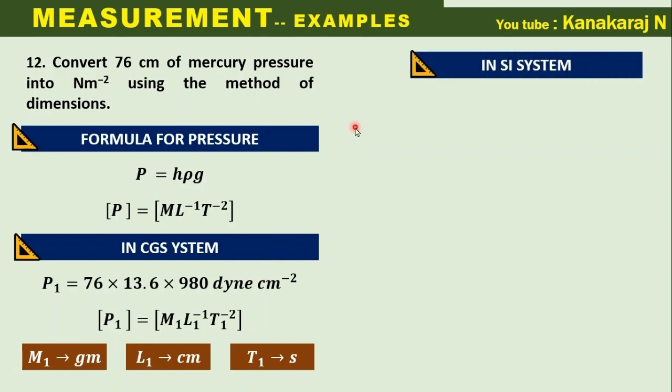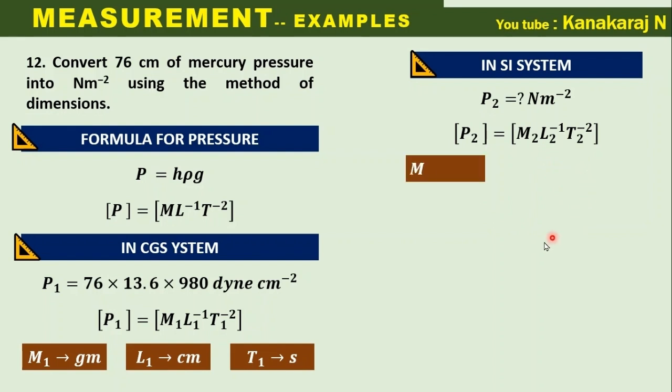In SI system, the value of pressure we have to find in Newton per meter square. The dimensional formula for pressure is M2 L2^-1 T2^-2. Here M2 is kilogram, L2 is meter, and T2 is second.